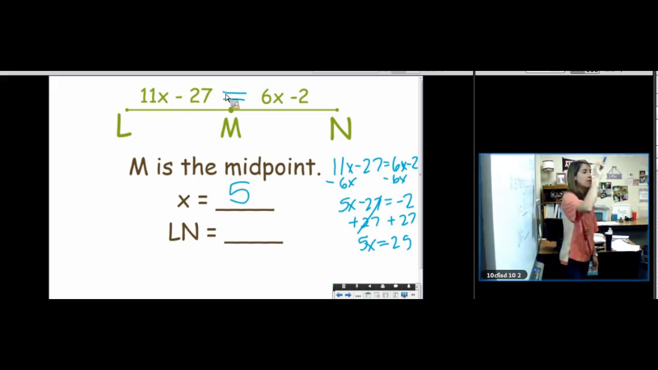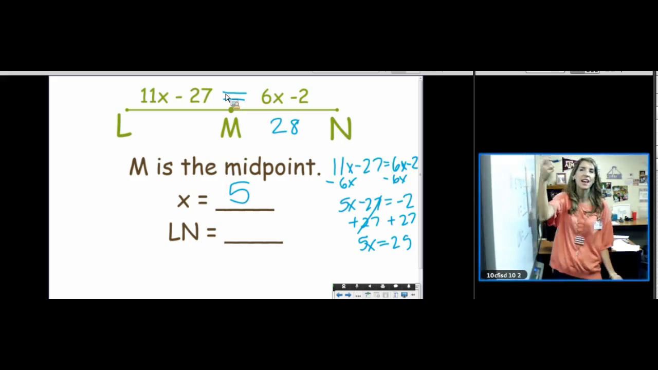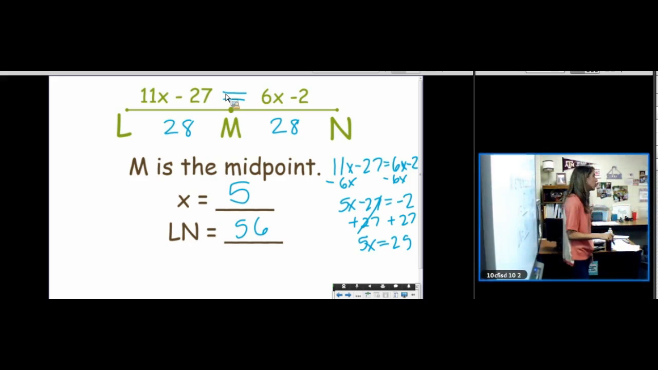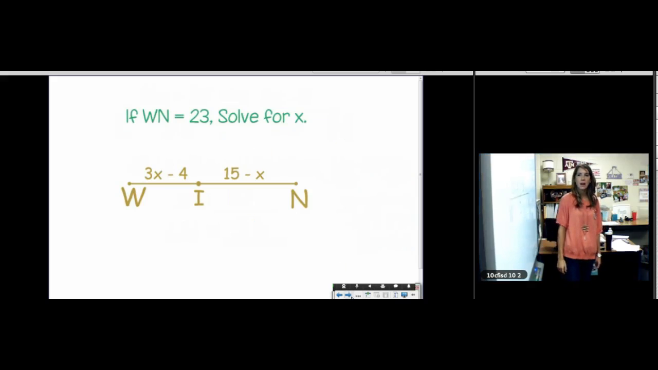X is 5. Some of you did too much work when you plugged it back in. Do you have to plug it in here and here? You actually don't. You can take 5 and plug it in. 6 times 5 is 30. 30 minus 2 is 28. And then what can you do with the 28? You could just double it, or you could just add 28. So did you have to plug it in here and here? Not necessarily. You can just double it because you know it's the middle. It's a midpoint. So don't do more work when it's not required.